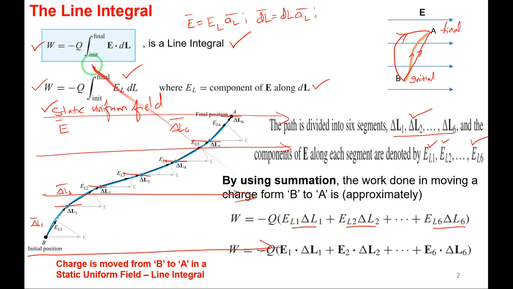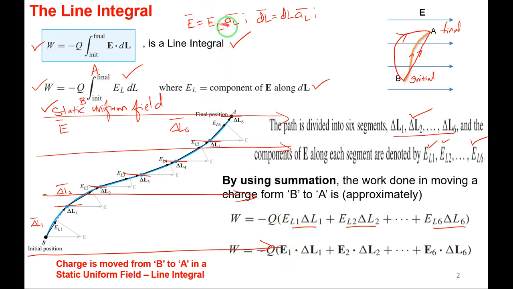So it is as good as integrating from the initial position to the final position. The initial position is B here and the final position is A, so instead of initial and final, I can write it as B to A. Is it fine? Okay, we have replaced this integration by the summation EL1 delta L1, EL2 and so on. So these are the magnitudes. I can write them in terms of vectors also, no?